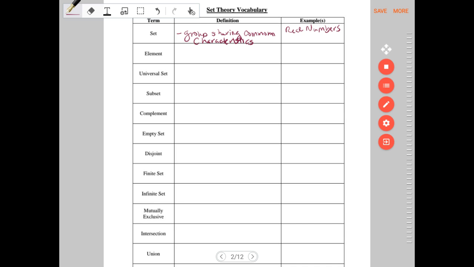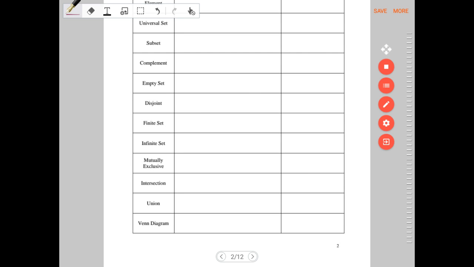So, what you need to do then is pause the video and make sure that if you haven't already completed this page, that you do so now. Return to the video once that is done.